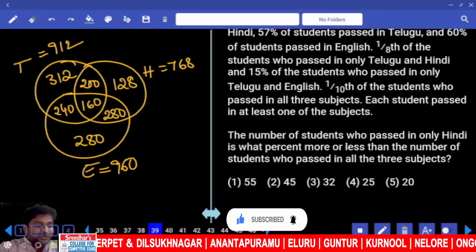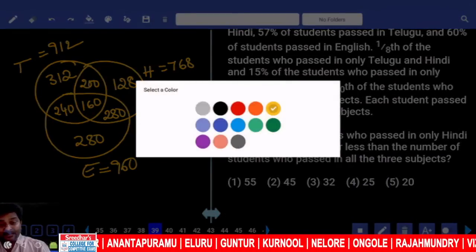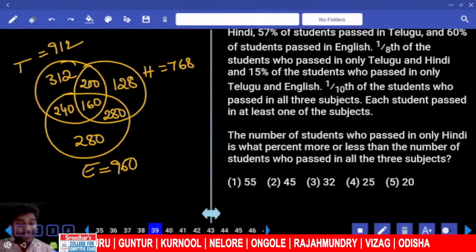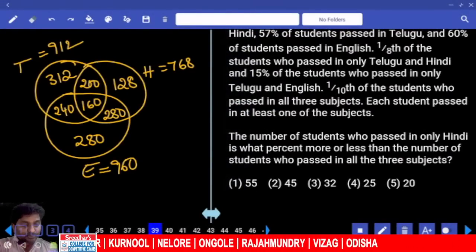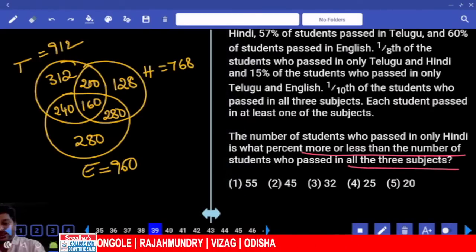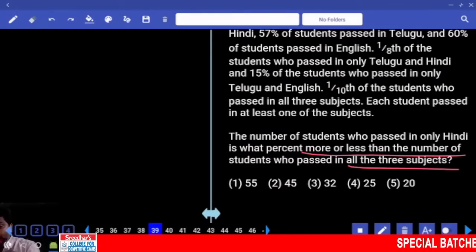The number of students who passed in only Hindi. Only Hindi. 128 is what percentage more or less than students who passed in all three subjects. With respect to 160, 128 is more or less how much? 32 less.